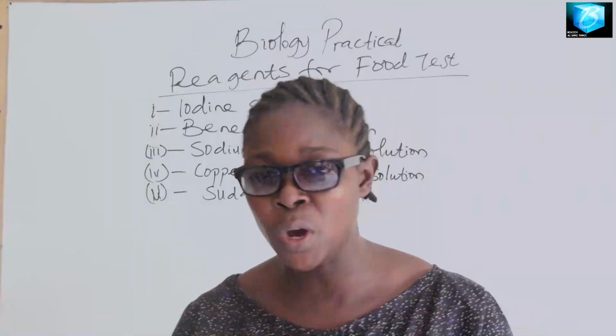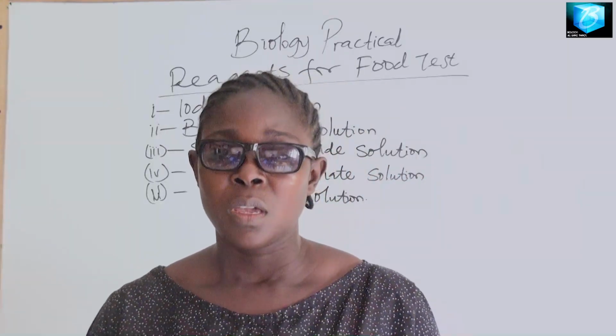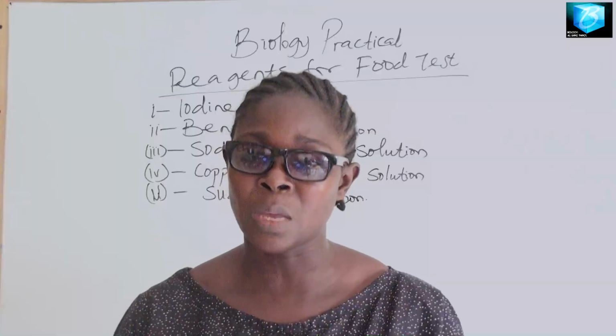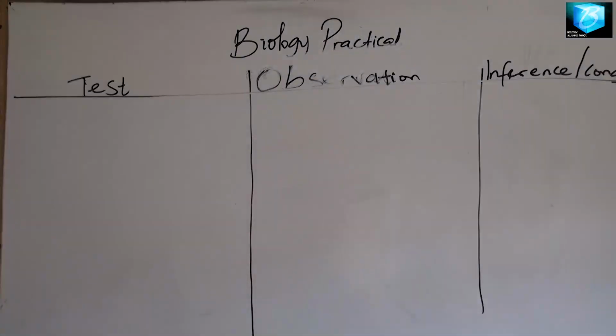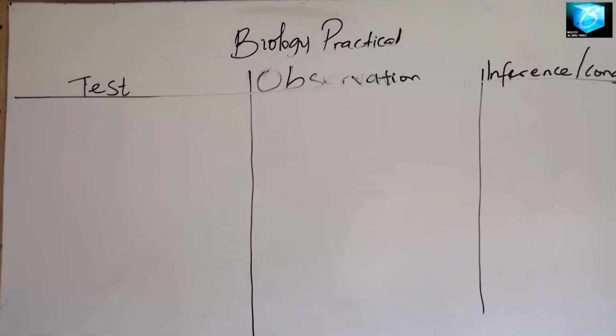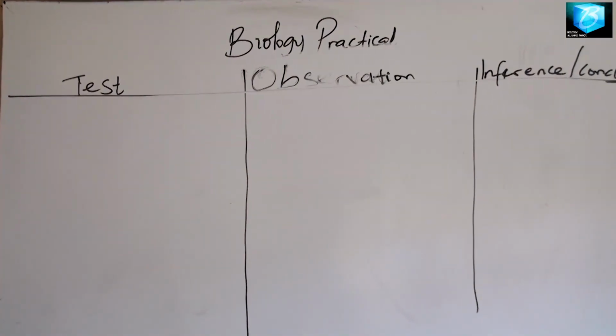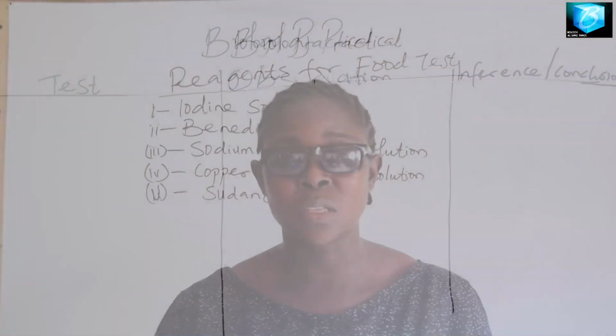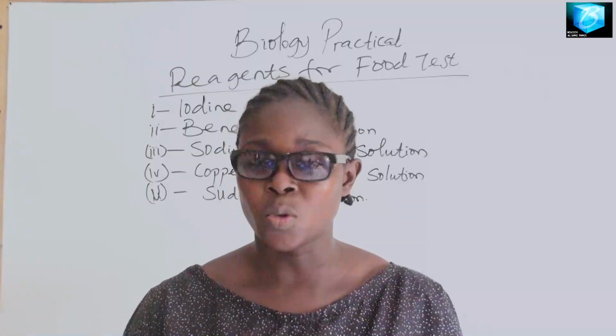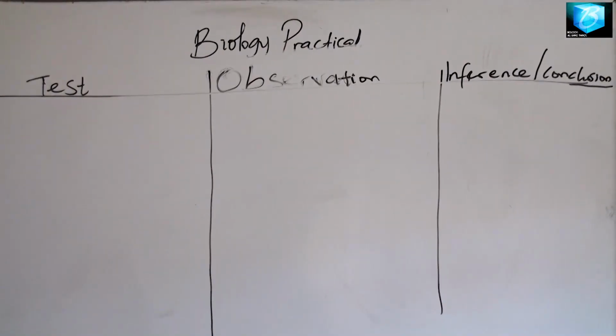When you want to write a report for this experiment, it is most of the time written in a tabular form. The first column is the test. The one in the middle is for observation, and the last column we have the conclusion, which is also known as inference. So it is written in this form.